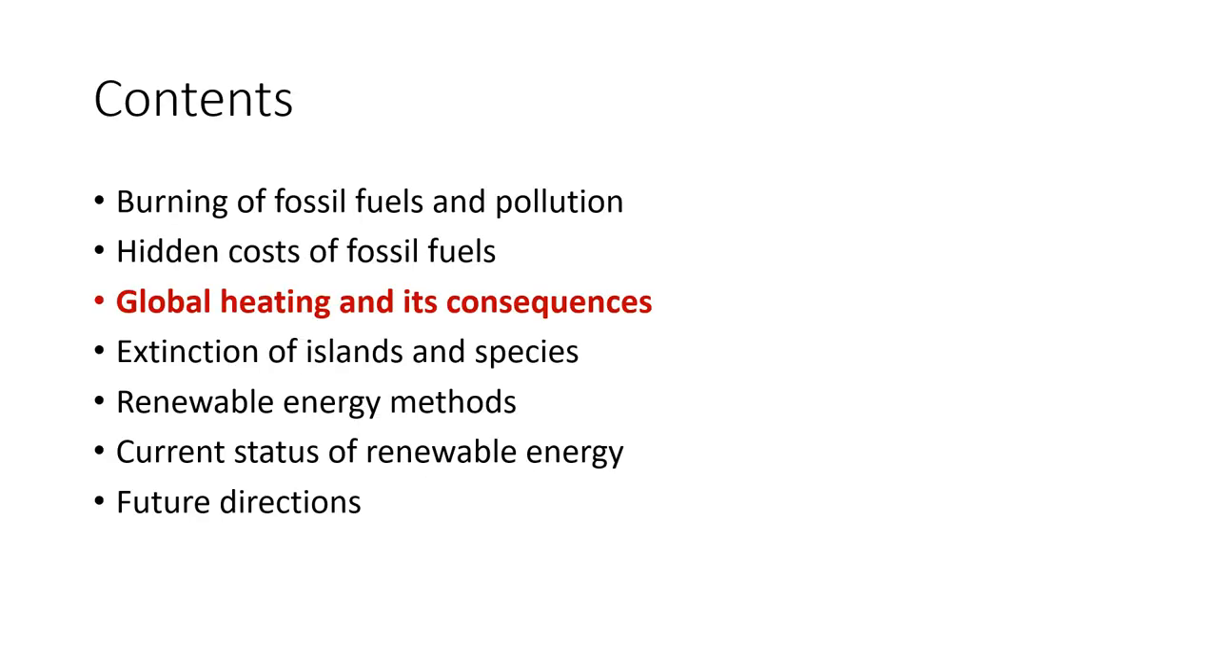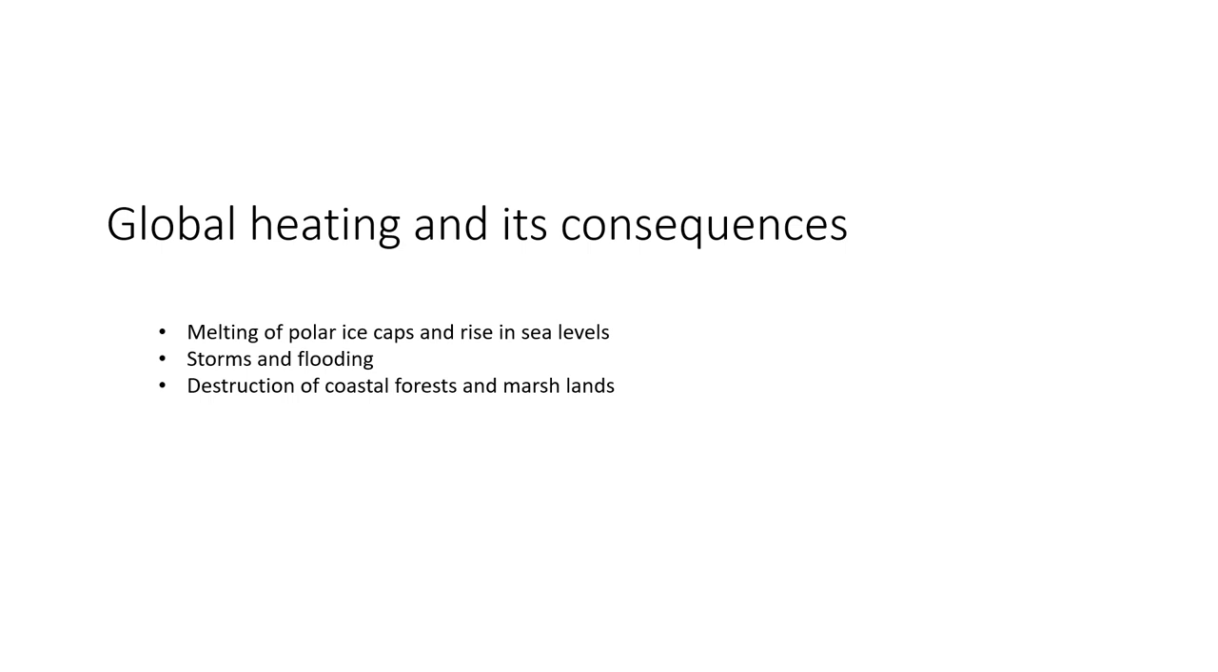Here we shall discuss global heating and its consequences. We shall now take up the first topic of this part, global heating and its consequences. In this part, we shall cover three topics: melting of polar ice caps and rise in the sea levels, storms and flooding, and destruction of the coastal forest and marshlands.